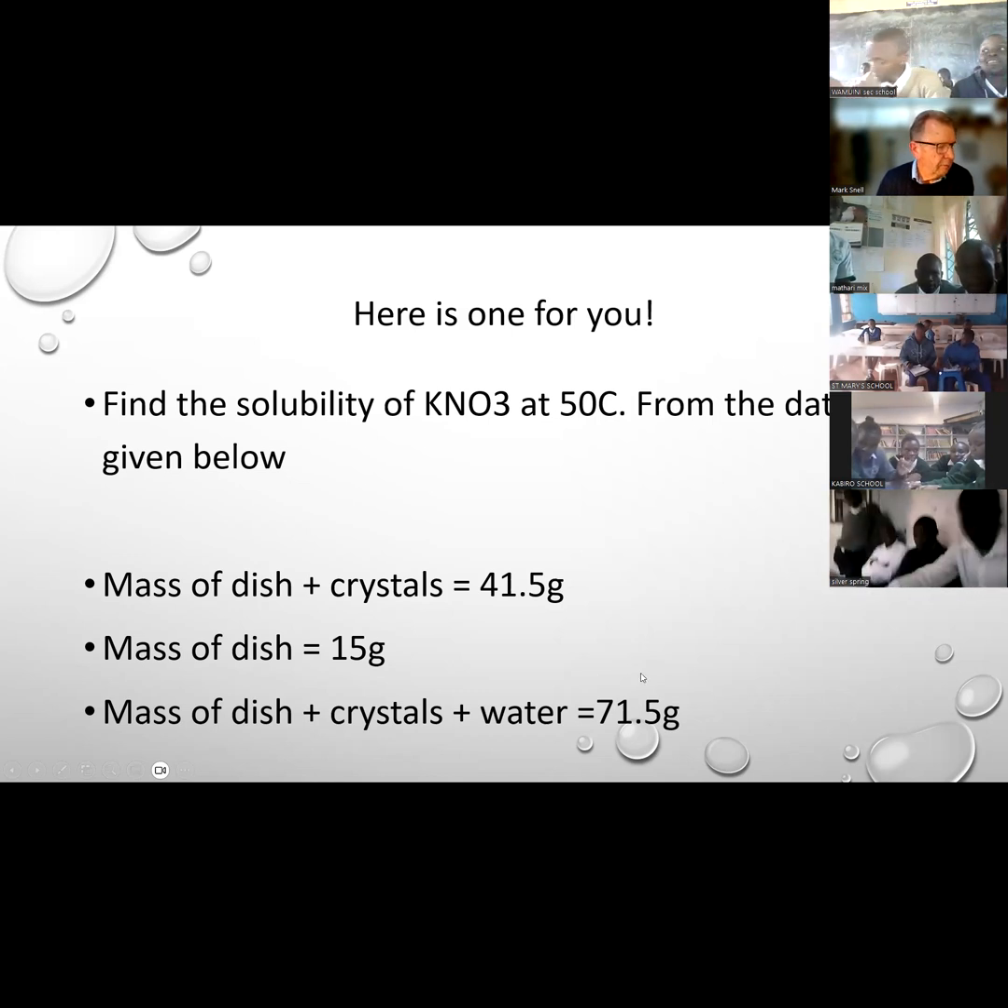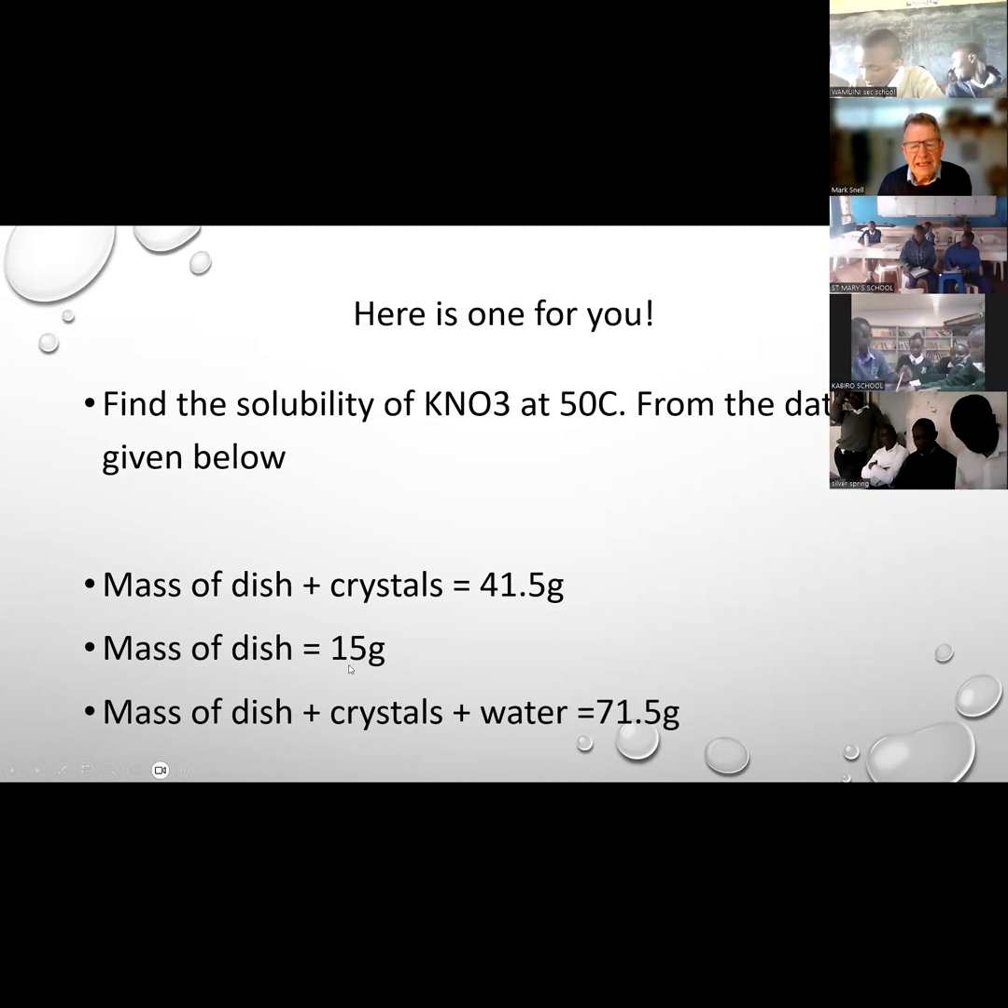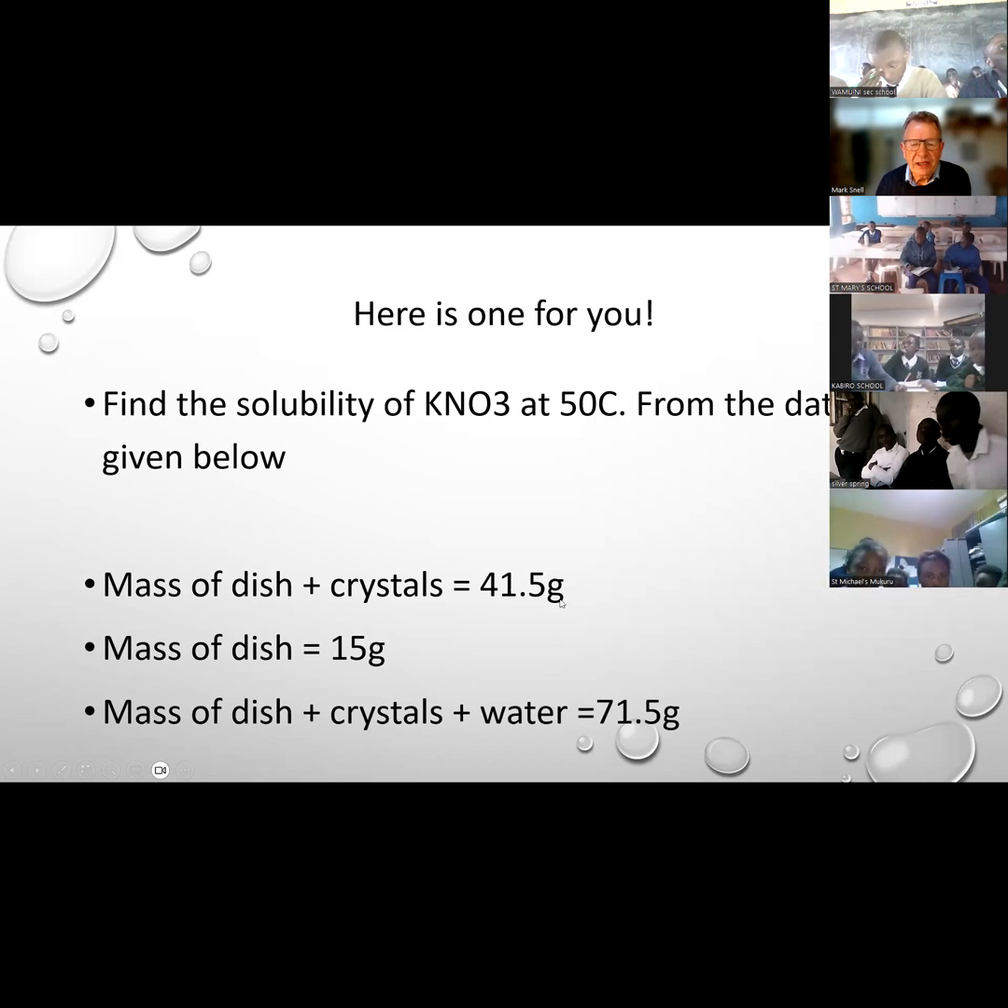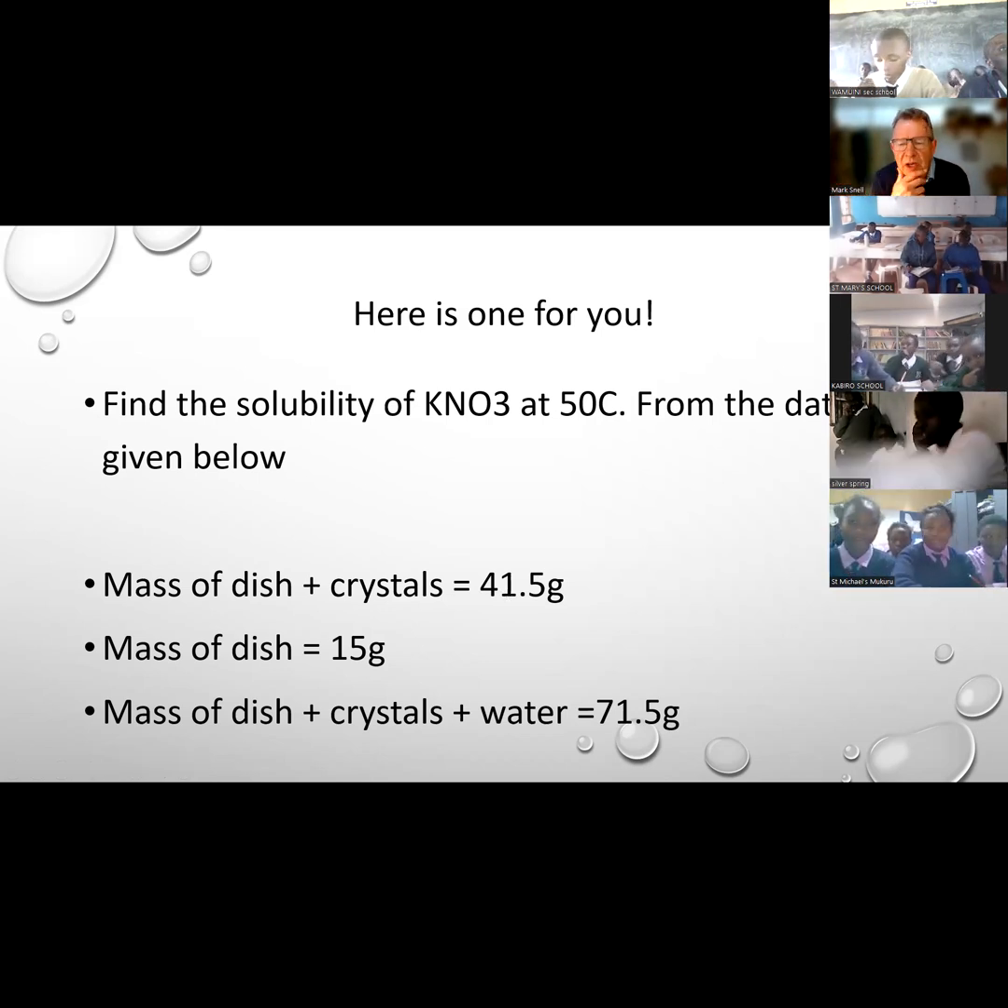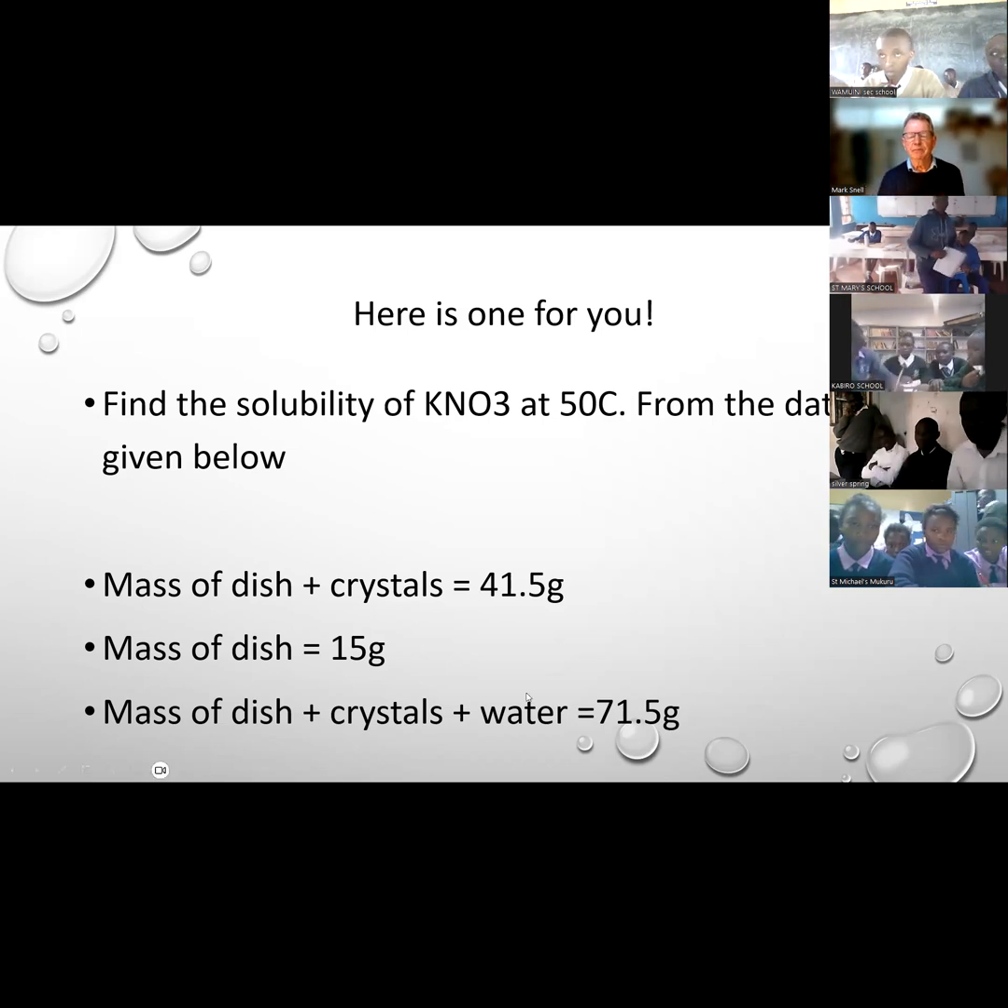So the mass of water is the third number, take away the first number. So that's 30 of water. If it's 30 of water and it's 26.5 of crystals, then it's 26.5 in 30 is what in 100? And the answer, I think, came out as 88.3 or something like that. 88.3. Okay, let's move on.